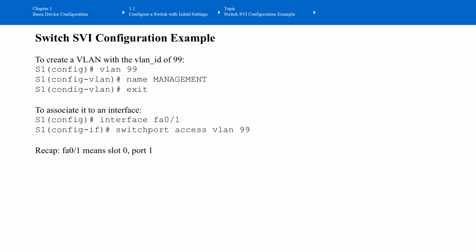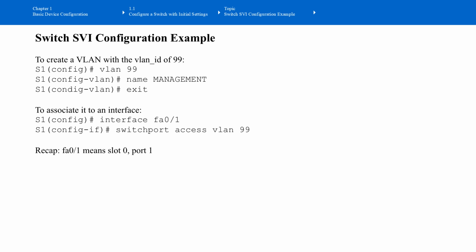We want to give a name to this VLAN, mainly for us to know what this VLAN is about. So enter the command name, followed by the name you want to give it, such as management. If you follow the naming convention, we are okay here. Hit the enter key to apply this command, and then exit. We'll go back to the previous configuration mode.